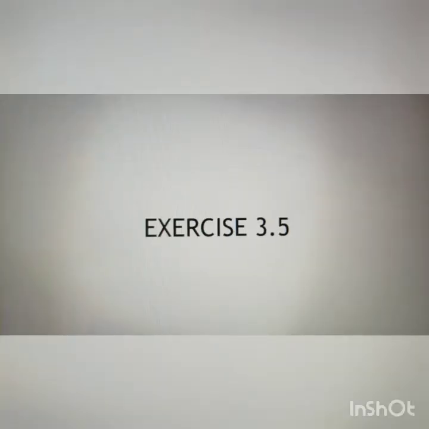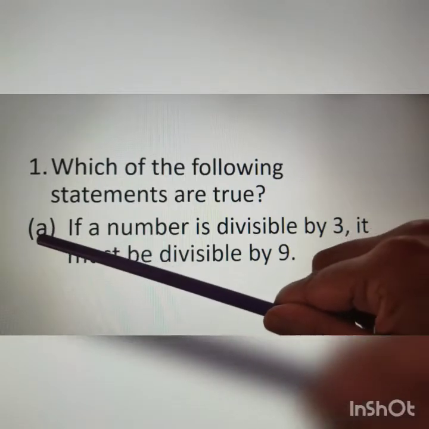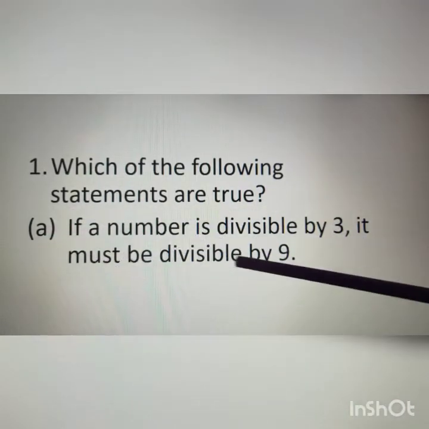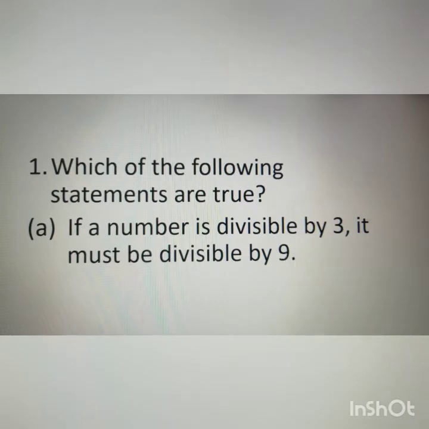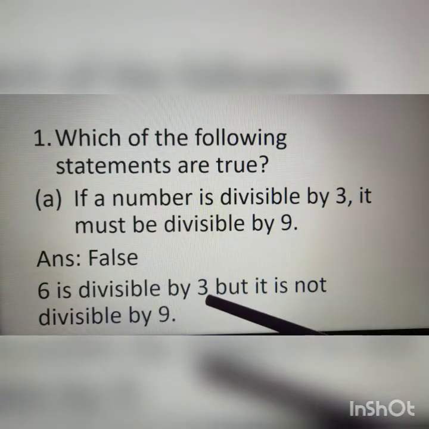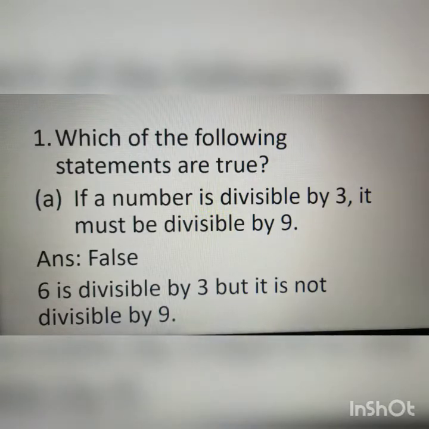Exercise 3.5, question number 1. Which of the following statements are true? Question A: If a number is divisible by 3, it must be divisible by 9. Answer is false. Reason, as an example, 6 is divisible by 3, but 6 is not divisible by 9.